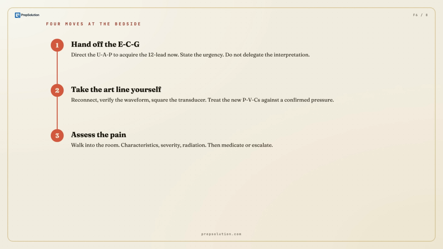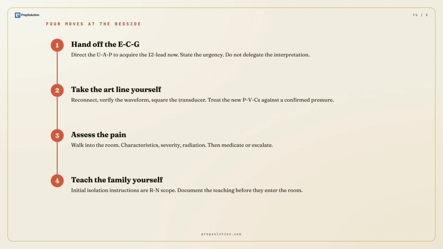3. Assess the pain. Walk into the room. Characteristics, severity, radiation, then medicate or escalate. 4. Teach the family yourself. Initial isolation instructions are RN scope. Document the teaching before they enter the room. Delegation buys time. It does not transfer accountability.